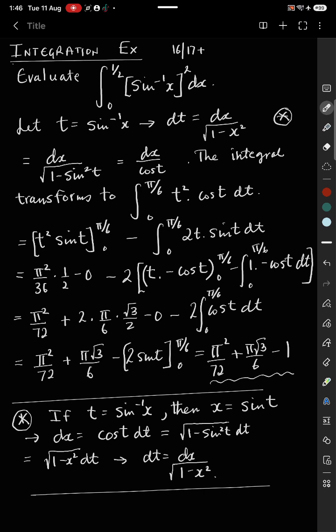over 6 minus 1. Now, since some of you are probably new to inverse trig functions, to find the differential, first of all, if t is sine inverse x, that means x is sine of t. And so dx equals cos t dt, which is square root of 1 minus sine squared t dt, which is square root of 1 minus x squared dt, which means dt equals dx over square root of 1 minus x squared.